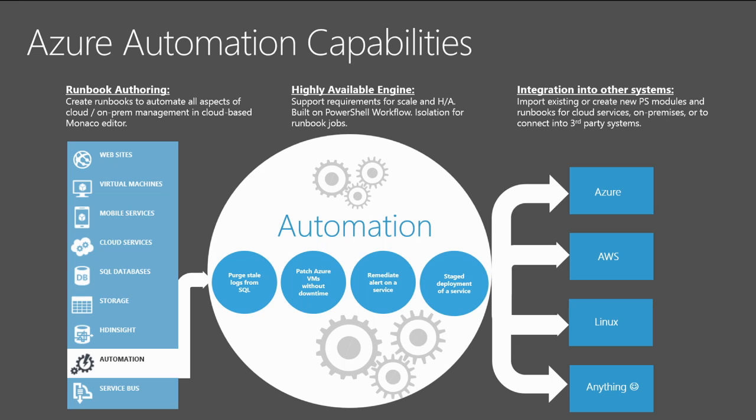It could be automatically remediating alerts. So maybe a service is stopped or something has crashed, automatically going and restarting that based on monitoring a system that is able to alert you to things going down, such as Op Insights, such as Operations Manager. Or doing a staged deployment of a service where you get the bits from source control, deploy them into staging, run your test suite. If those pass, then orchestrate the process in production of updating the production infrastructure.